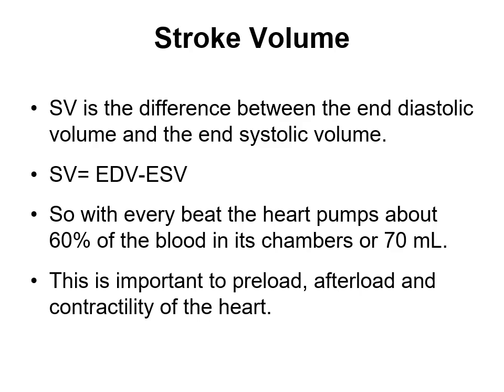With every beat, the heart pumps about 60% of the blood in its chambers, or 70 milliliters. Again, that stroke volume is only going to be 60% of the end diastolic volume. So there's still about 40% of the blood volume remaining in the ventricles after each contraction. So that's that cardiac reserve.